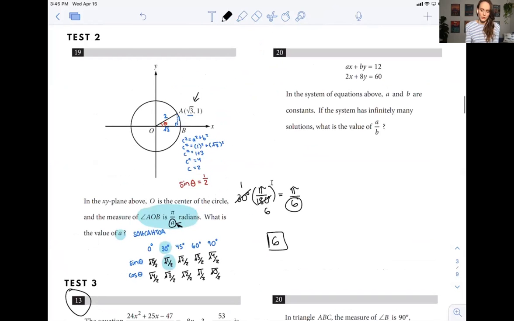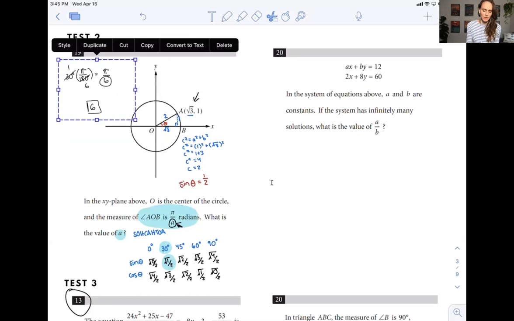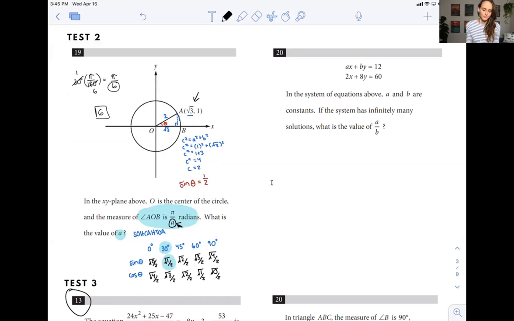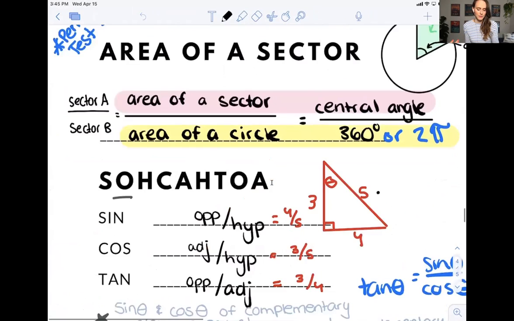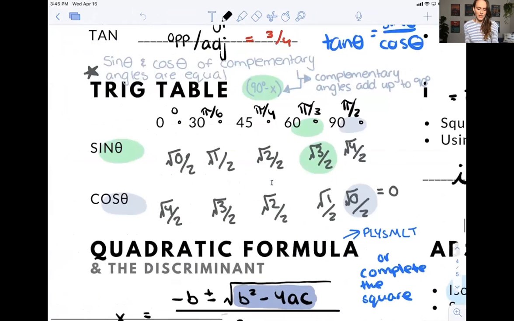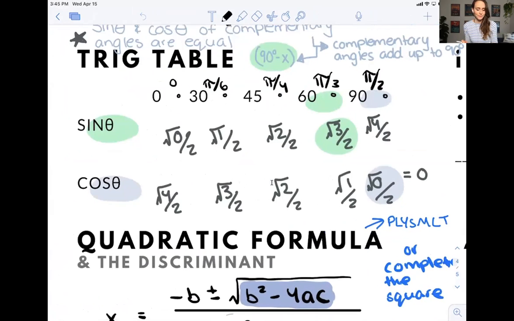Moving on to number 20. So I'm going to move this over here. And this trig table is on the core concepts on the back page, right over here. We have the trig table.